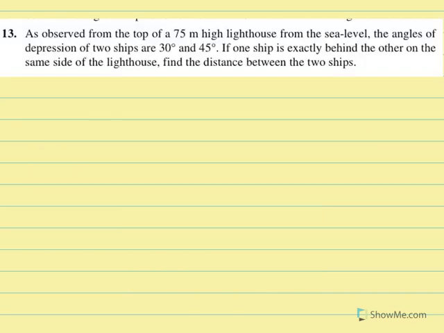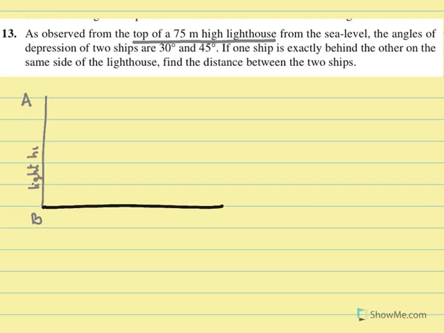Is observed from the top of a 75-meter high lighthouse. So let's draw the lighthouse, which is 75 meters high. So this is the horizontal, and we're going to draw the lighthouse, which is 75 meter high. We'll mark the lighthouse as A, B, and we'll write it here, lighthouse. It is 75 meters high, so we've done that.